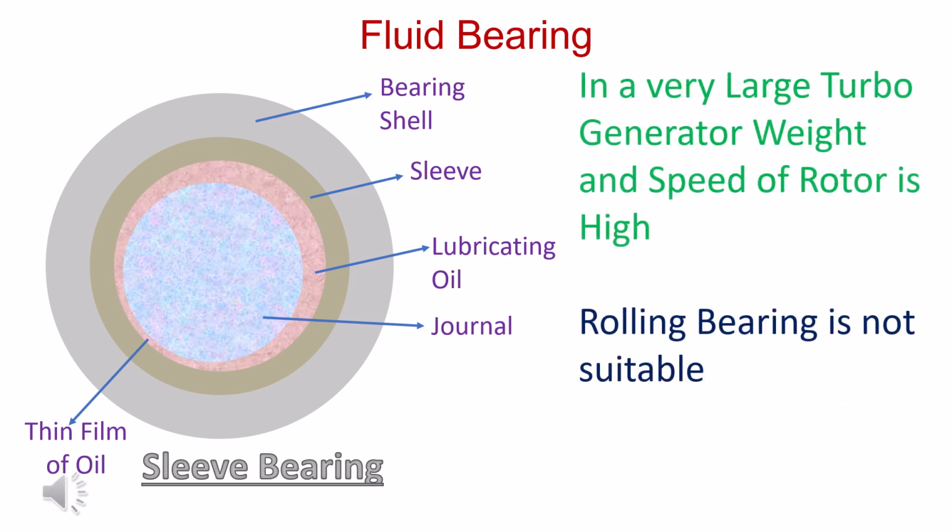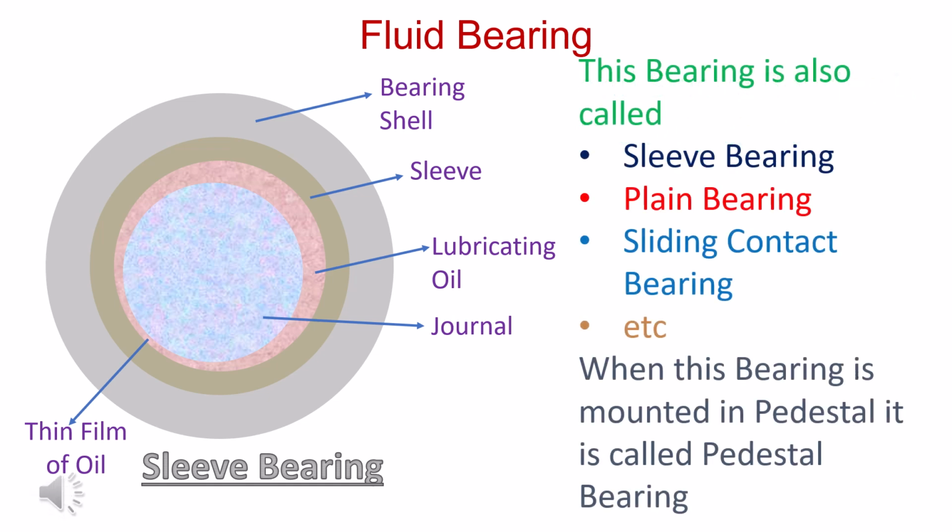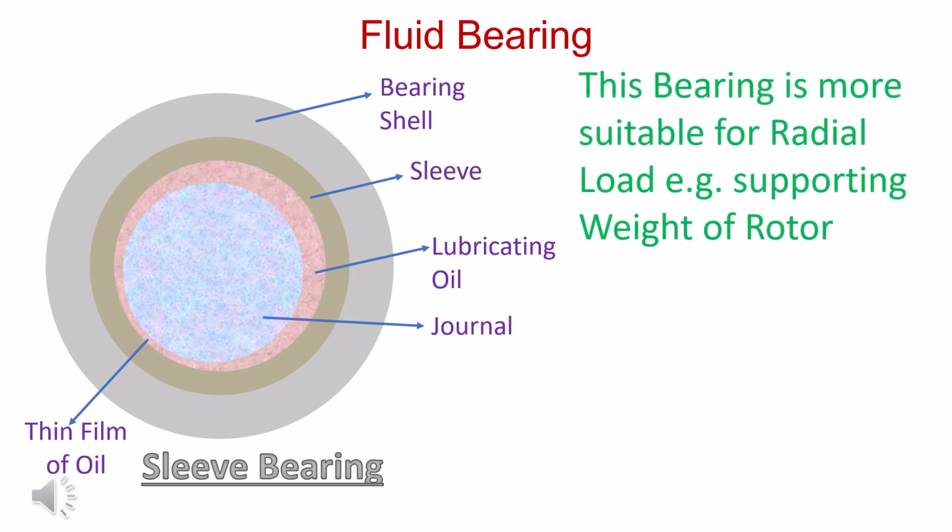In a very large turbo generator, weight and speed of the rotor is high. Rolling bearing is not suitable, and sleeve bearing is the only choice. Fluid bearing is also called sleeve bearing, plain bearing, sliding contact bearing, etc. When this bearing is mounted in a pedestal, it is called a pedestal bearing. This bearing is more suitable for radial load, e.g., supporting weight of the rotor.